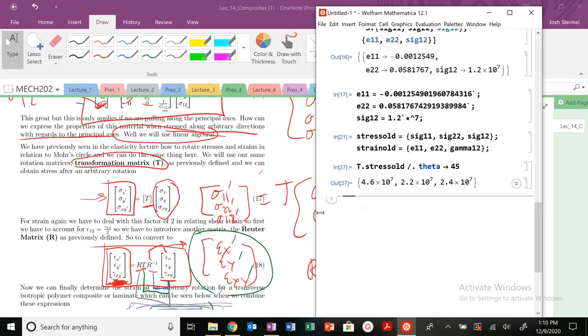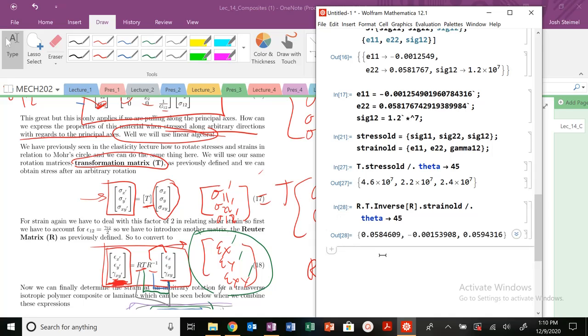I can do the same thing. You can see these values here for strain: R dot T dot inverse R dot strain old, slash dot, theta goes to 45. I could get these same values here.